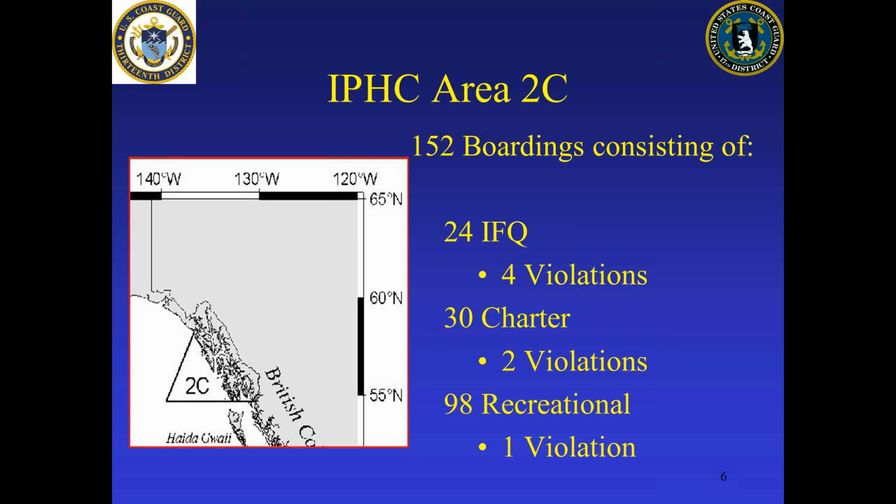At Area 2C, we had a total of 152 boardings, with a large majority of them being recreational in nature, and then another 30 and 24 respectively being in the charter and IFQ categories. And our violations here were of the nature where the two charter boat violations were detected for failure to submit proper logbooks.